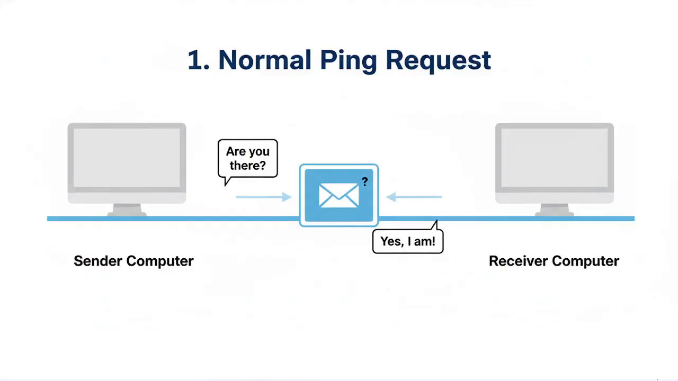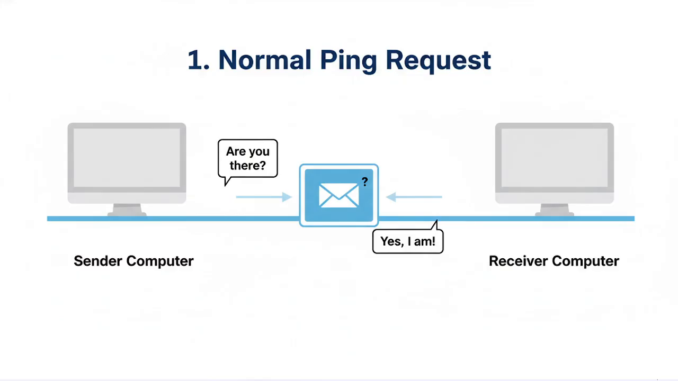So this is the diagram showing a normal ping request. To understand the baseline, ping is a fundamental network utility. On the left, we have our sender computer. When it sends a ping, it's essentially asking, are you there? It packages this as an ICMP echo request, represented by the mail icon with a question mark.